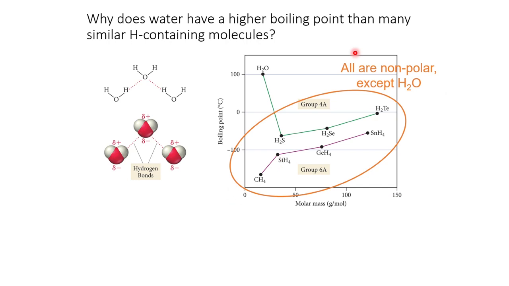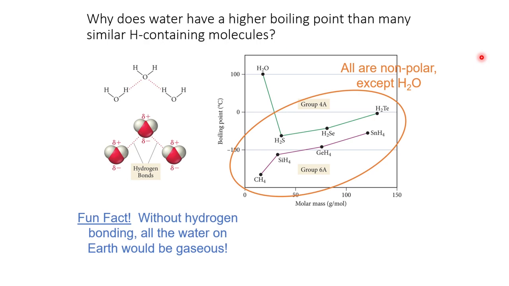So these molecules are nonpolar because there is not enough of an electronegativity difference to see this change. Water here is polar, so it has a very high boiling point. And in fact, without hydrogen bonding, the water on Earth would be gaseous. So water is a really, really weird liquid because of its ability to hydrogen bond.